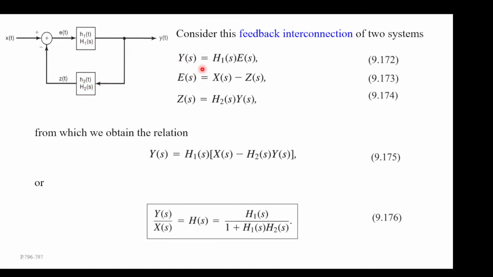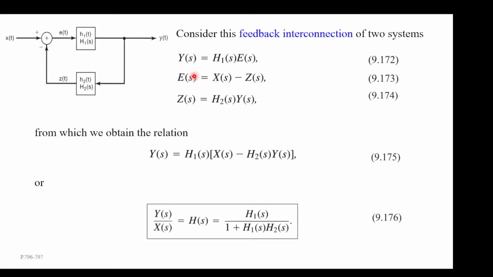And so big Y is big H1 times E(s). This is because H1 connects E with Y. E goes through H1, so big Y is just H1 times E. And then similarly, you have Z equal to H2 times Y, because this is Y, this is Y, this is also Y. And then we have this weird addition here. It says that E equals X minus Z, because you have plus here and minus here.